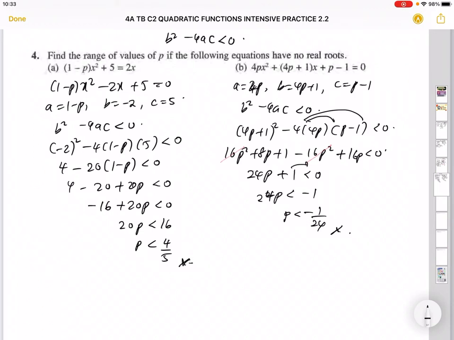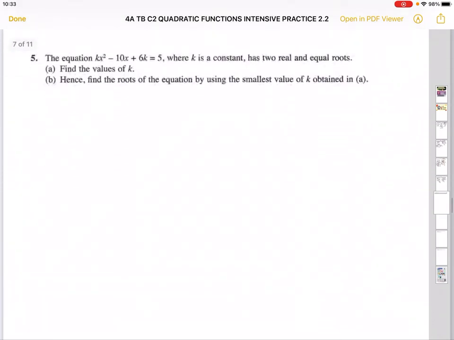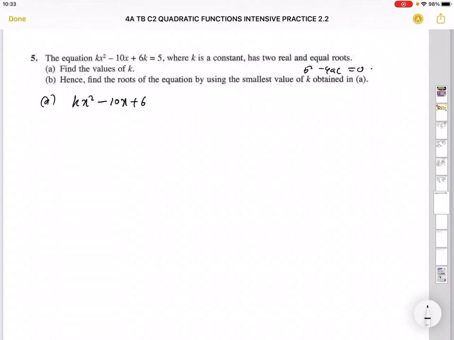All right, question number 5. So this quadratic equation has two real and equal roots. So we know again b squared minus 4ac is equal to 0. To find the value of k, number 1, we can just rearrange this: kx squared minus 10x plus 6k minus 5 equals 0. So my a is k, my b is negative 10, c is 6k minus 5.